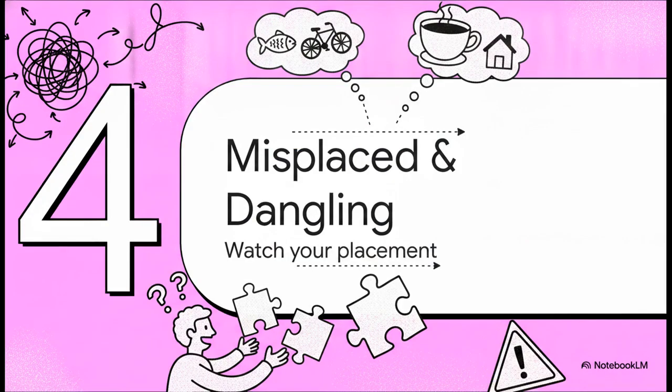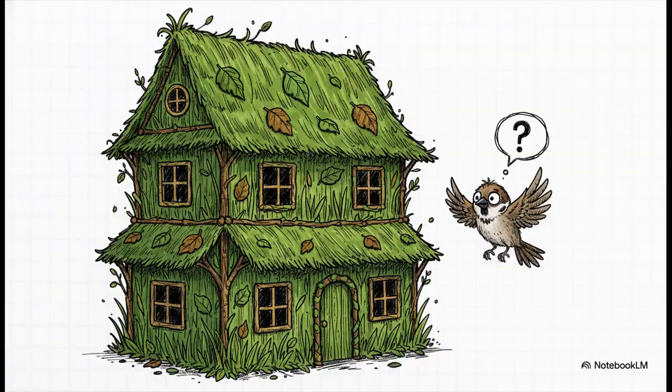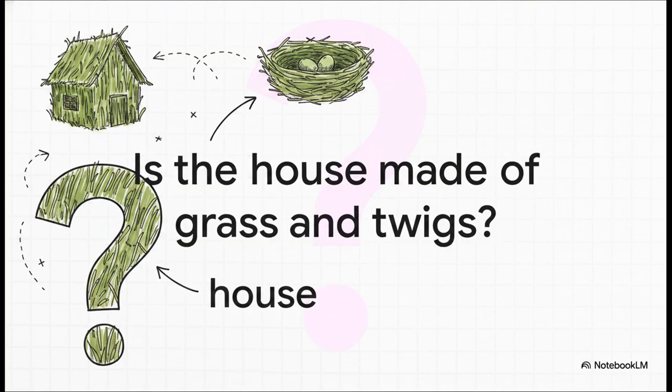And finally, part 4, misplaced and dangling modifiers. Because here's the thing. Placing these descriptive words in the wrong spot can actually lead to some absolutely fantastic, completely unintentional comedy. Read this sentence directly from our source material and just let it sink in for a second. The sparrow built a nest at the back of our house of grass and twigs. Okay, wait a second. Really think about the logic here. Is the house actually made of grass and twigs?